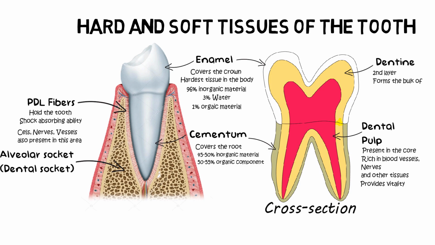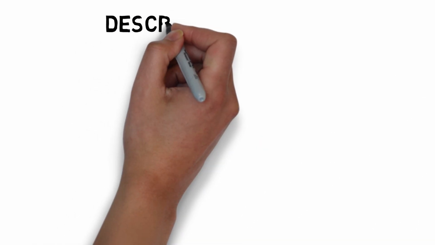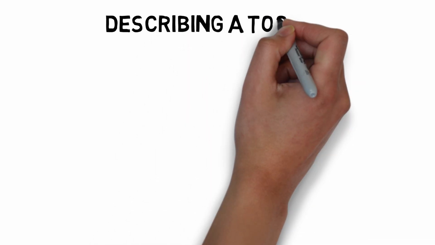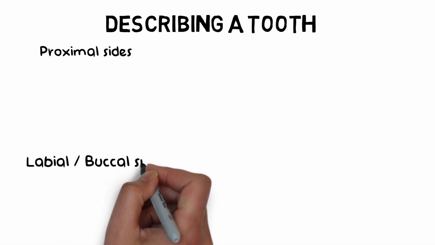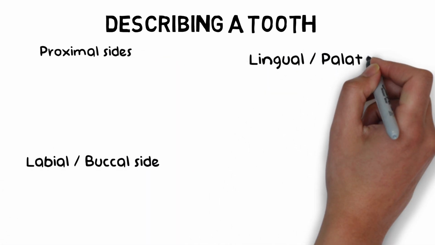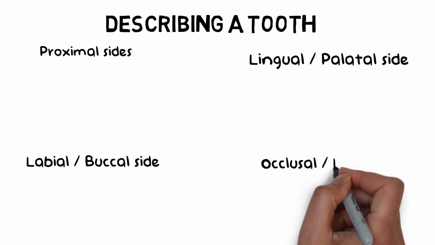So in the end, let's move on to some other terminologies commonly used in describing a tooth. So every tooth has 4 sides: the proximal side, the labial or the buccal side, the lingual or the palatal side, and the occlusal or the incisal side.